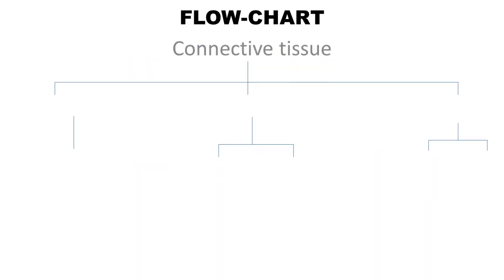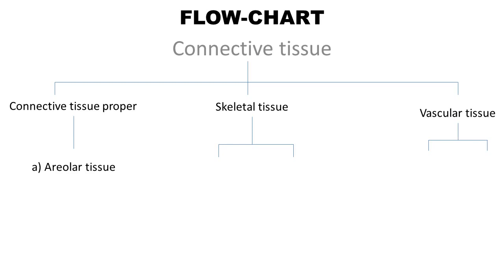Now, we shall look into the main categories of the connective tissues in detail, as I told already. Based on these three different categories, connective tissue proper, skeletal tissue and vascular tissue, we can see the sub-connective tissues here. In connective tissues, the matrix may be jelly, loose or dense. Based on that, we have different categories of connective tissue proper, namely areolar tissue, adipose tissue, tendon, and ligament. These four come under the category of connective tissue proper.